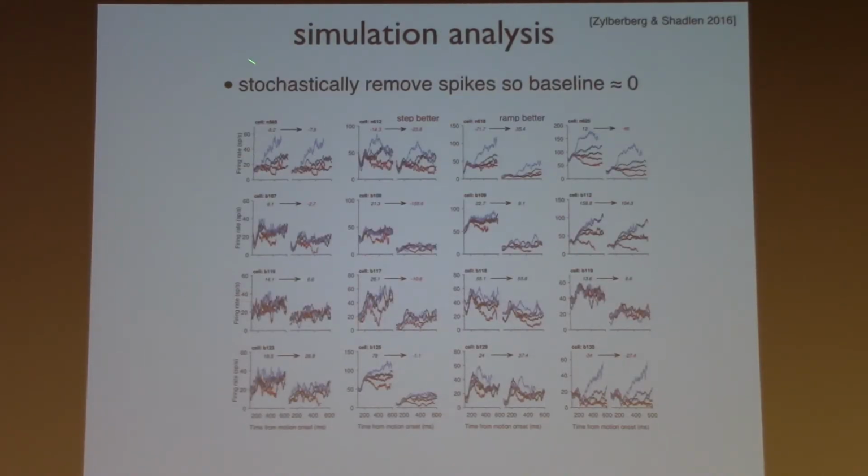And so they did an analysis where they went into the real data, stochastically removed some spikes to try to adjust the spike weights down to 0. And the take home was that then they found that this data set with 16 cells, which formerly was 13 to 3, is now roughly half and half. Half of the cells now become better explained by step, the other half are better explained by ramp.